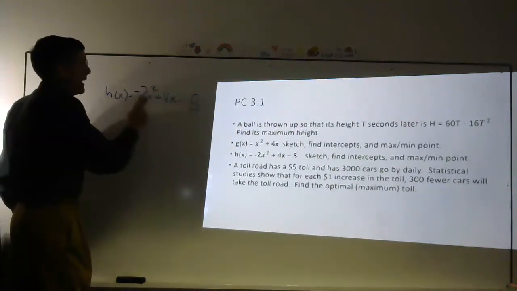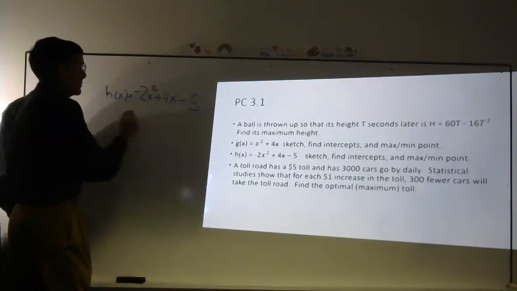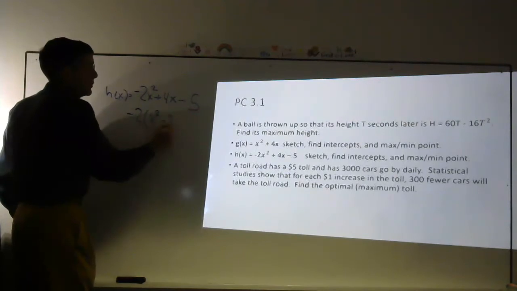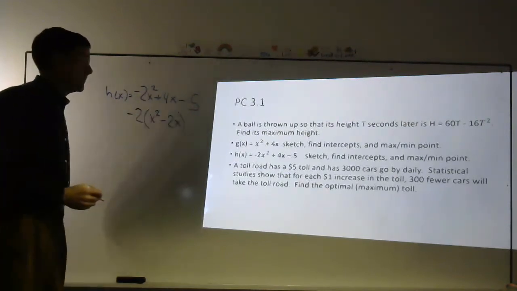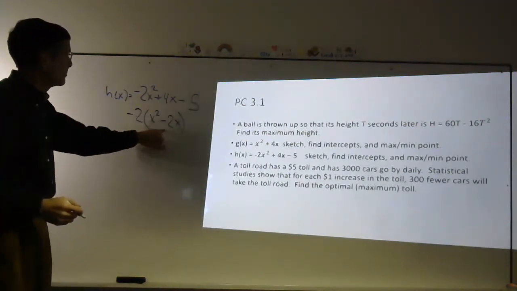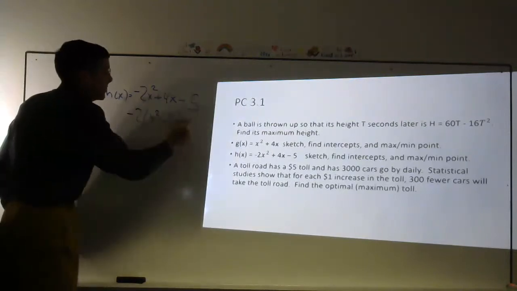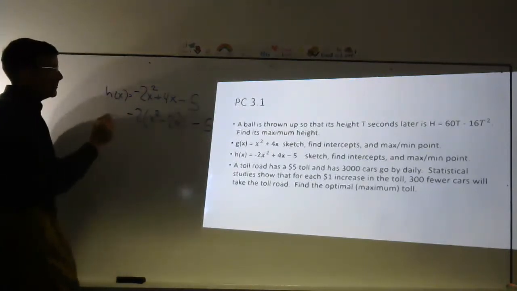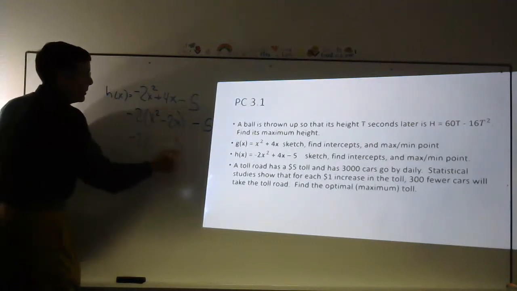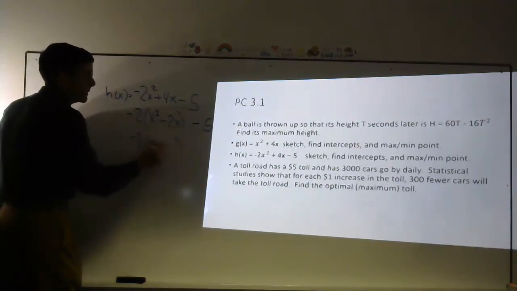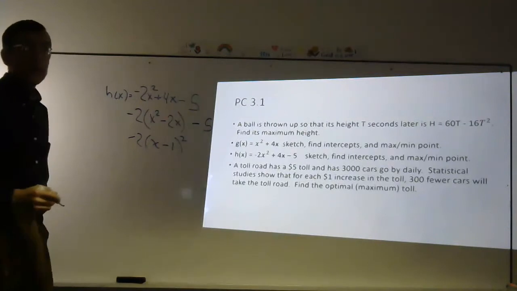So let's pull that out of the first 2 terms. So I have negative 2, and then I would have a minus 2x. Do you agree? Check your work. Negative 2x squared, positive 4x. Checks. Minus 5. Now, to complete the square, you cut that guy in half, and you've completed the square.